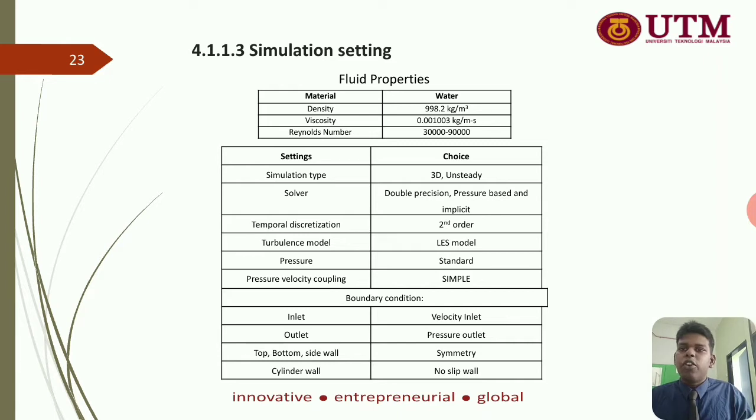Simulation setting, fluid properties. When we set the material to be water, by default, Fluent will give the value for the density and viscosity, and we set the Reynolds number to be in between 30,000 to 90,000. Simulation type is 3D and unsteady, solver double precision, pressure based and implicit, turbulence model LES model, pressure standard, pressure velocity coupling SIMPLE. For the boundary condition, we set the inlet as velocity inlet, outlet to be pressure outlet, top, bottom and side wall symmetry, cylinder wall to be no slip wall.